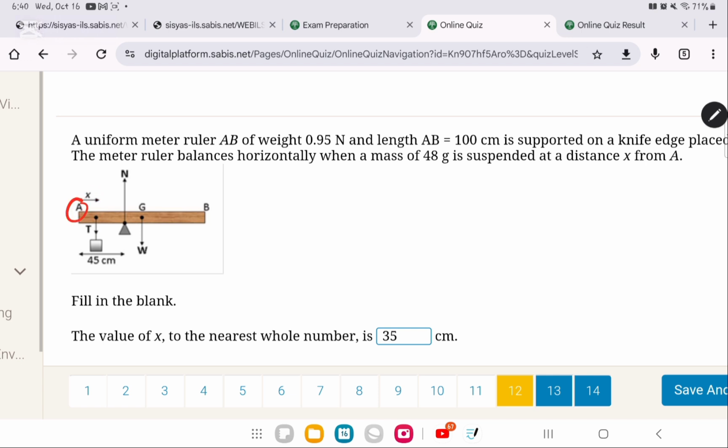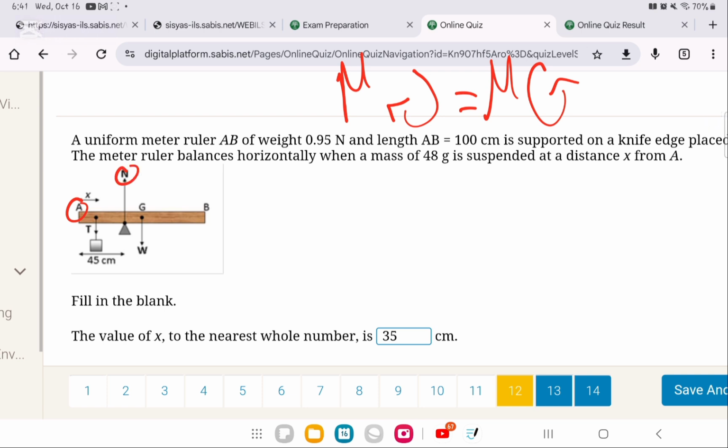Now, we know A is our axis. So if we were going to use the rule where moment of clockwise is equal to the moment of counterclockwise, you're going to use the right hand rule. You're going to take your right hand. The inside of your hand has to be facing the axis A. So if you do it for example for the force N, you will see that your thumb is pointing towards you. If the thumb is pointing towards you, it means what? It is anti-clockwise. So we are going to put the force times distance of N in the anti-clockwise side.